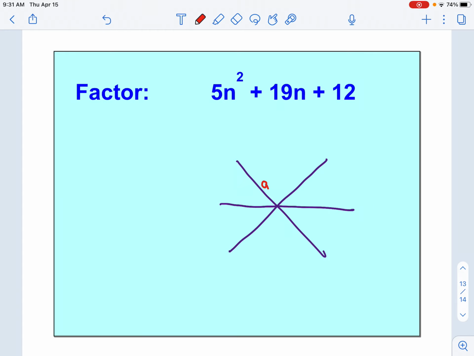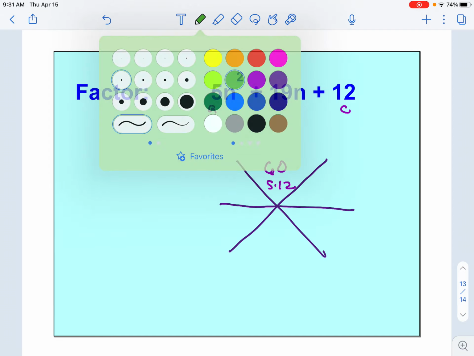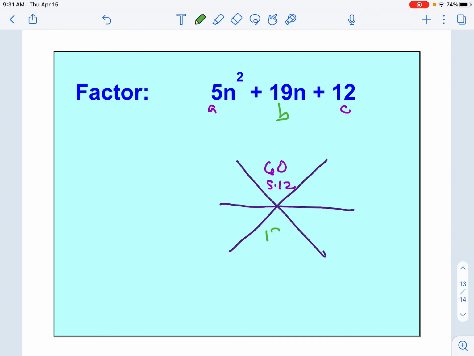Okay, remember, A times C goes in this top spot. So there's my A, here's my C. So now we have a bigger number. 5 times 12 is 60. Okay, my B goes in the bottom, and that is my B value of 19. So here's where it gets trickier, because we have a lot of different numbers to look for. And again, we're looking for 2 numbers that multiply to 60 and add up to 19. So I'm going to try 6 and 10, but that adds up to 16.